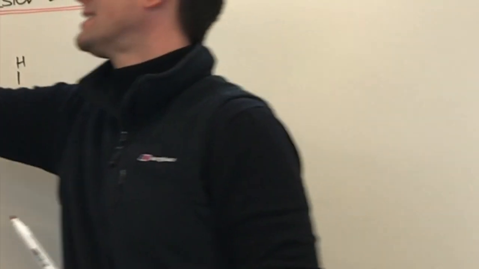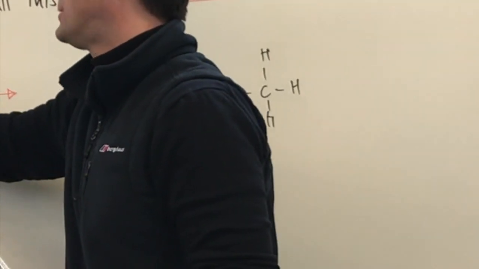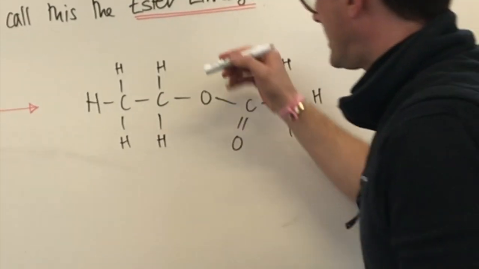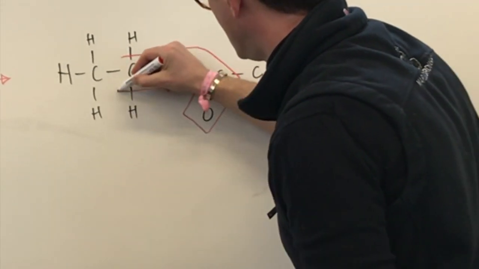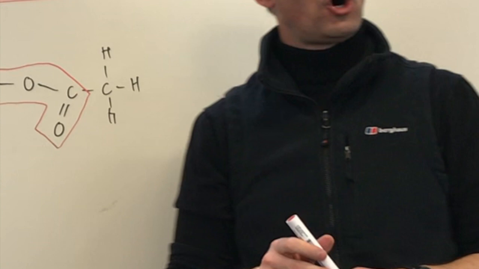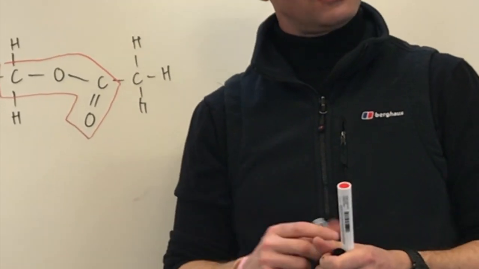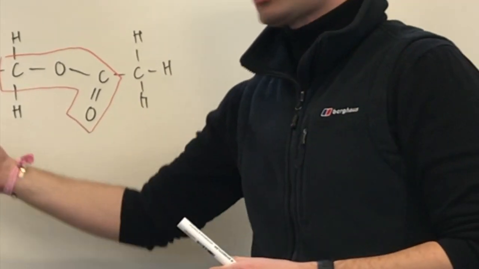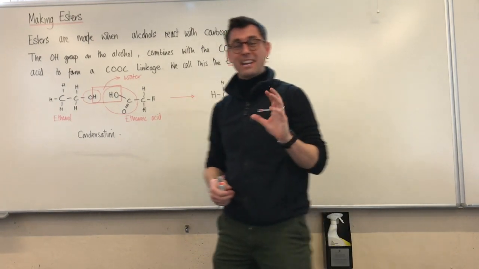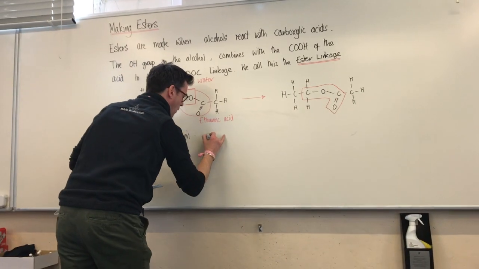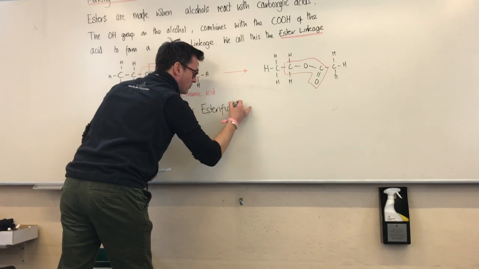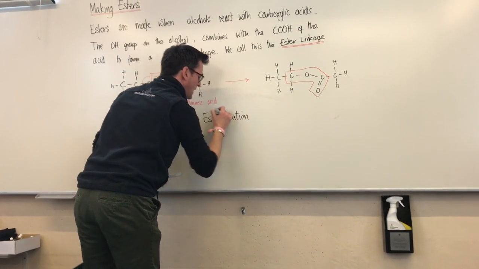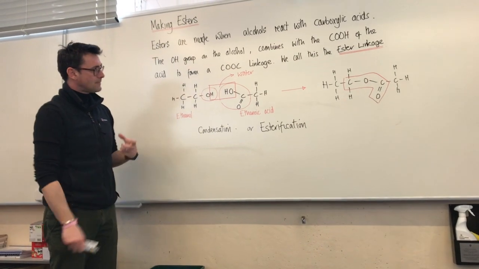So as we write in the statement here, they combine to form the COOC linkage. And this is the COOC linkage that we're talking about here. Now that linkage we call an ester linkage. And it happens through this condensation. Sometimes we call it an esterification reaction or esterification. In the exam they could use either of these terms, so it's important that we know what it is called.